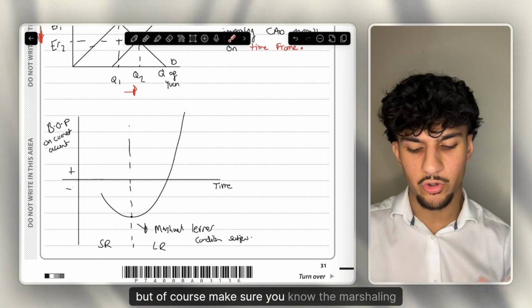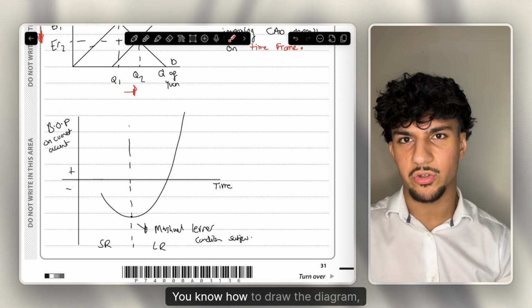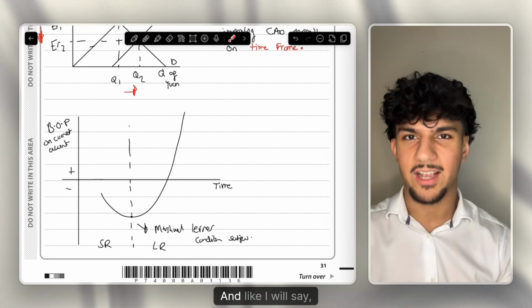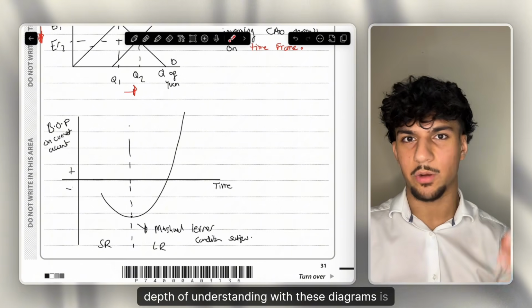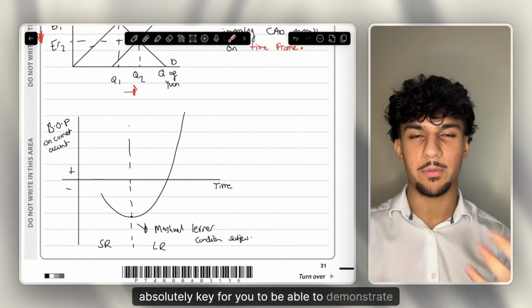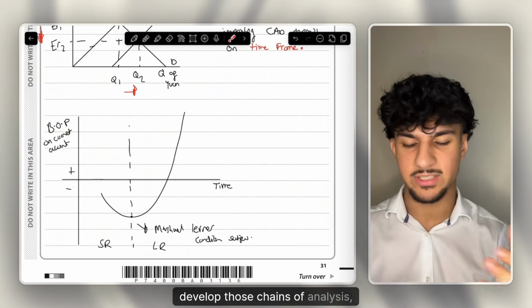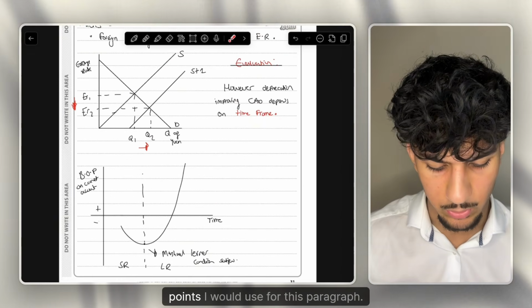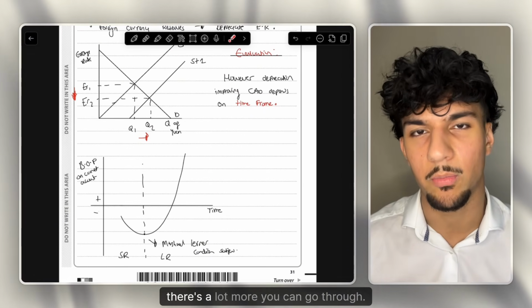But make sure you know the Marshall-Lerner condition in depth, you know how to draw the diagram, you know how to word the chain of analysis, you know what the Marshall-Lerner condition actually means. And like I will say, depth of understanding with these diagrams is absolutely key for you to be able to demonstrate that knowledge, develop those chains of analysis, pick up those evaluation marks. But yeah, there are two of the main evaluation points I would use for this paragraph. Like I said, there's a lot more you can go through.